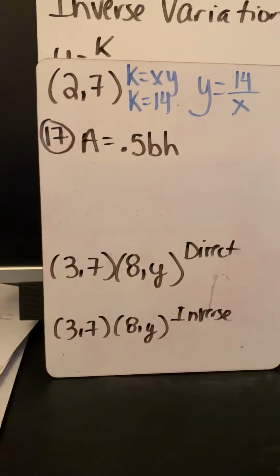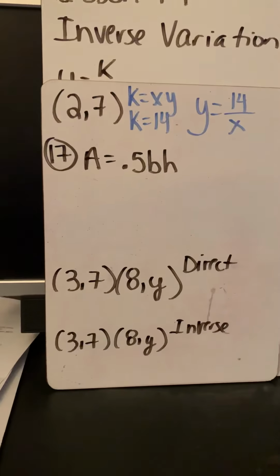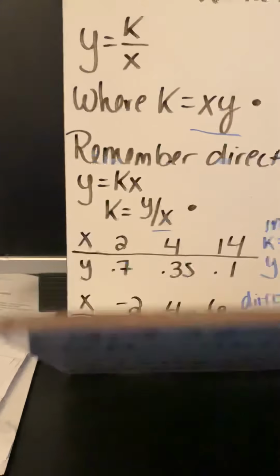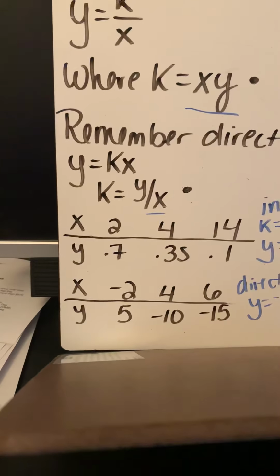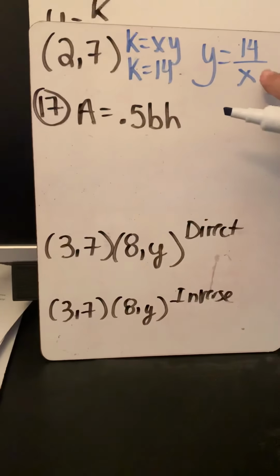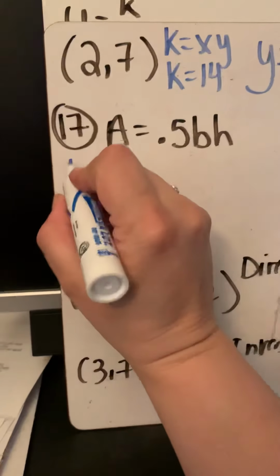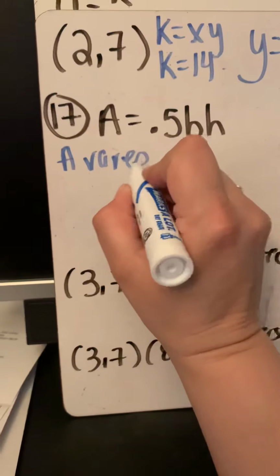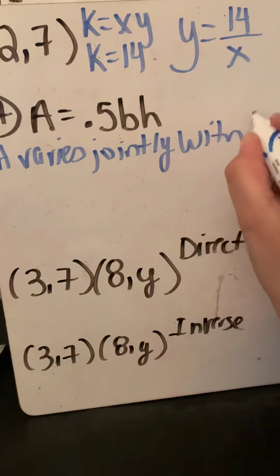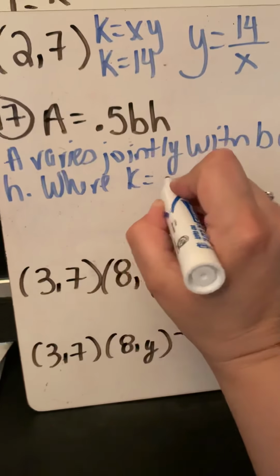Okay, when you get down to problems like number 17 and those where they want you to describe what's happening, I know this is a direct variation. Why is it a direct variation? Because I'm multiplying my k times my x. Okay, so in equation form, this would be a direct variation. In equation form, if I had something like this, that's an inverse variation. So to describe this, I would write A varies jointly, because two things are happening here, with B and H, where k equals 0.5.